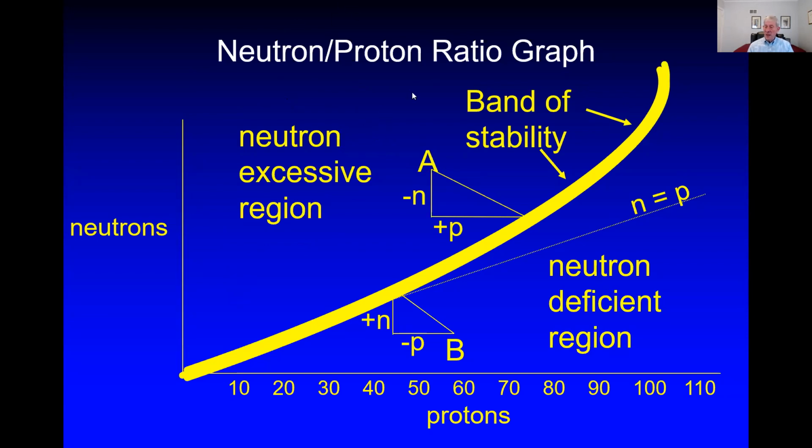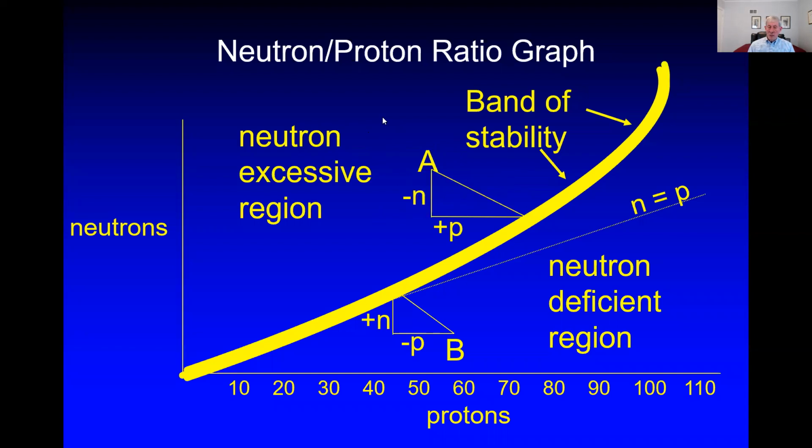Now here's what has to happen to bring it back to stability. If you're up here at point A, you have to lose a neutron and gain a proton, and that will bring this back to the region of stability. Often it happens in one step. Sometimes it takes 2 steps, but that's what has to happen. And the only mode of decay that can go from neutron excessive to stability is beta minus decay. That's neutron excessive. And so how do we lose a neutron and gain a proton?